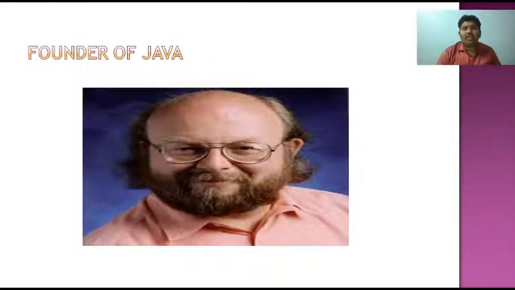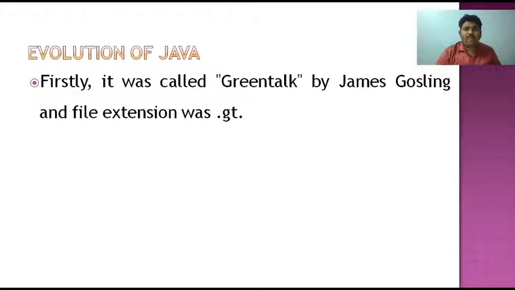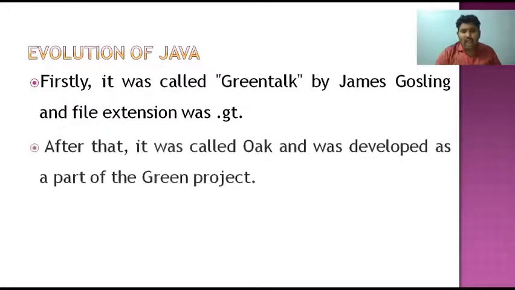He first initiated the development of this particular language, not called Java; it had different names. First of all, they called the team the Green Team. They developed a product called Green Talk. So first of all, they called this particular Java Green Talk, and the extension for the programming language was .gt, not .java. It was .gt. After that, Green Talk was renamed as Oak.